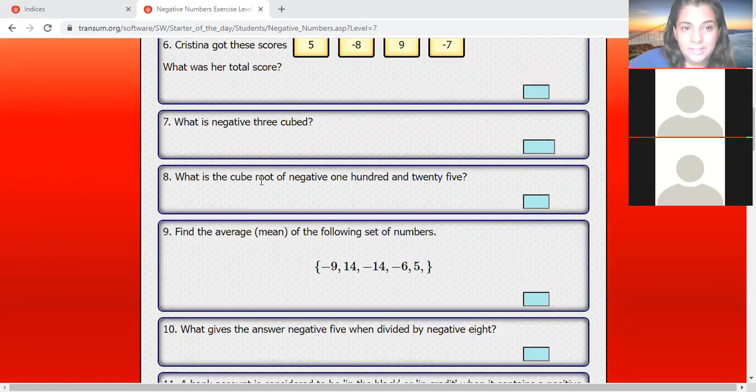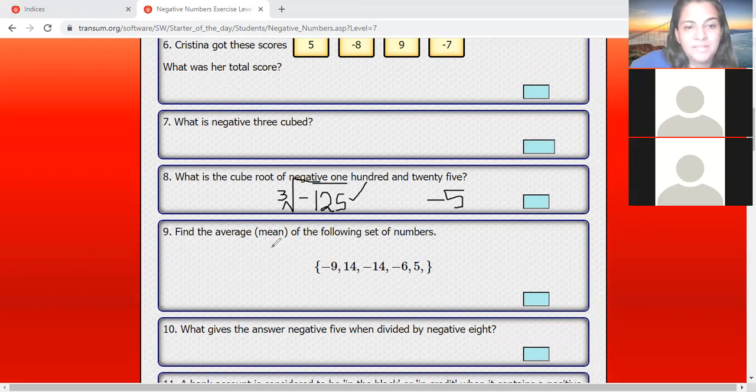Now, number 8. What is the cube root, you remember cube root, of negative 125? What do you think the number is? Negative 5. That's right. Negative 5 times negative 5 times negative 5 is going to give you negative 125. Got it? Good. Very good.